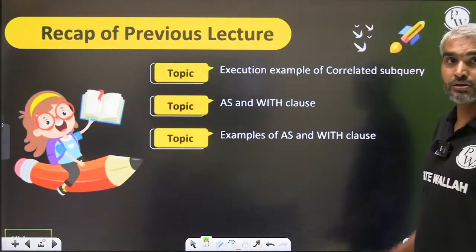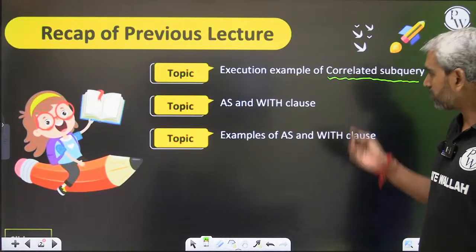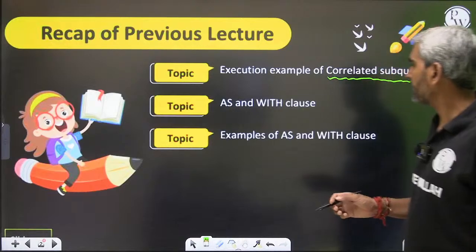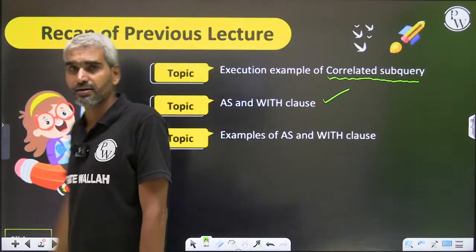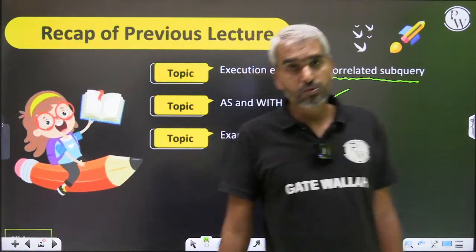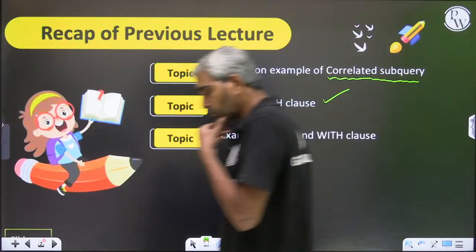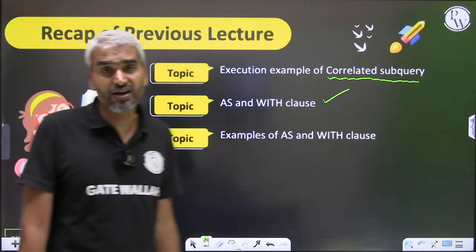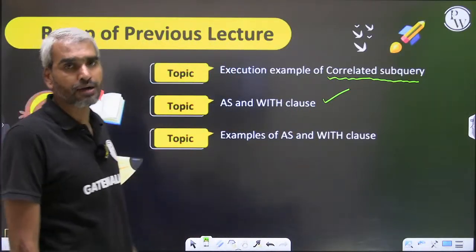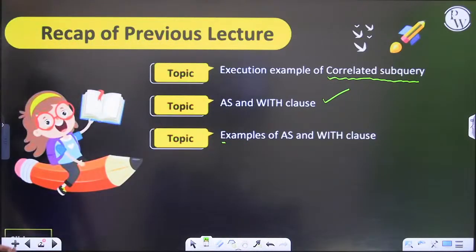In the last class, we understood how exactly a correlated subquery is executed. We understood the order of execution, and the concept of the AS clause for renaming a relation or attribute. We also understood the WITH clause, using which the output of a subquery can be given a new name, and that name can be referred to by other subqueries or the main query. We have also seen examples for the same. So that's what we discussed in the last class.